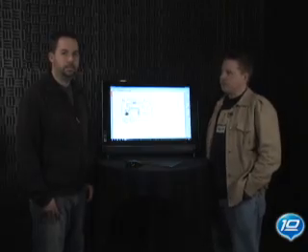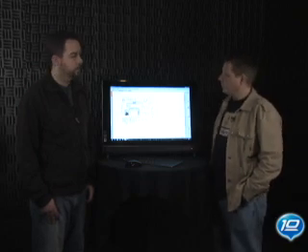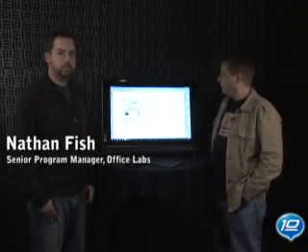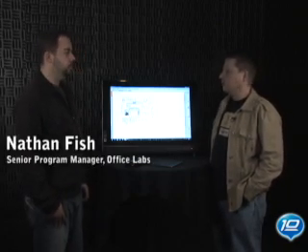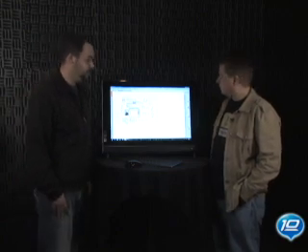Hey folks, I'm here with Nathan from Office Labs, and what we're looking at here is a pretty thick OneNote notebook. So we've got a few tabs across the top and a lot of pages down the side. Yeah, this is pretty common for people, and actually, especially as time goes on, their notebook gets bigger and bigger. And we see a lot of people clicking up and down trying to find information that they want to find.